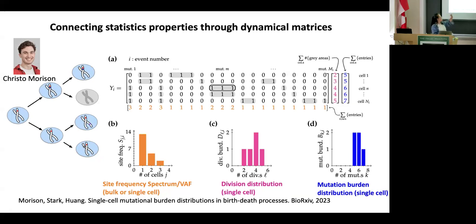So if you put this information here, you have three distributions: orange is the site frequency spectrum, then the division distribution, and the mutation burden distribution. If you think about data, these distributions need different information. The first can be bulk data, where you just have a bunch of cells and only have the overall information, and you know the frequency of different mutations. But for the latter two, C and D, you need single-cell information. That's referring to the two talks in the morning.